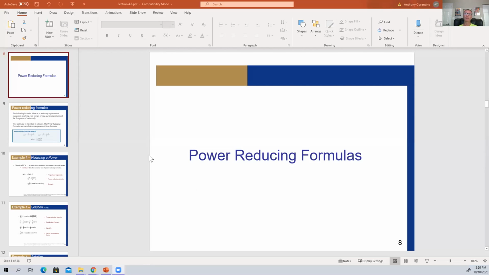Hello, class. We're going to do a continuation of section 4.3, which introduces all these formulas. We just finished double angle, and what we're going to do now is something called the power reducing formula. The power reducing formula will be used specifically when you get to calculus.